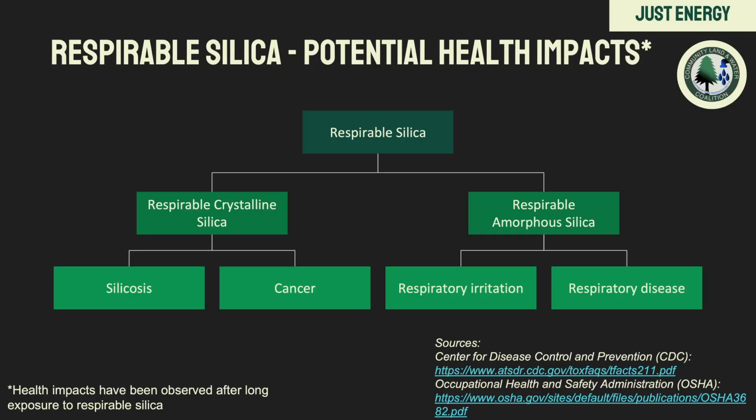Respirable silica can be of two types, crystalline and amorphous. Crystalline is the one that has been seen to cause cancer or silicosis, which is the most dangerous disease associated with silica, and this causes damage to the lungs, lung cancer, etc. Amorphous silica does not cause cancer or silicosis, but it can cause respiratory irritation.